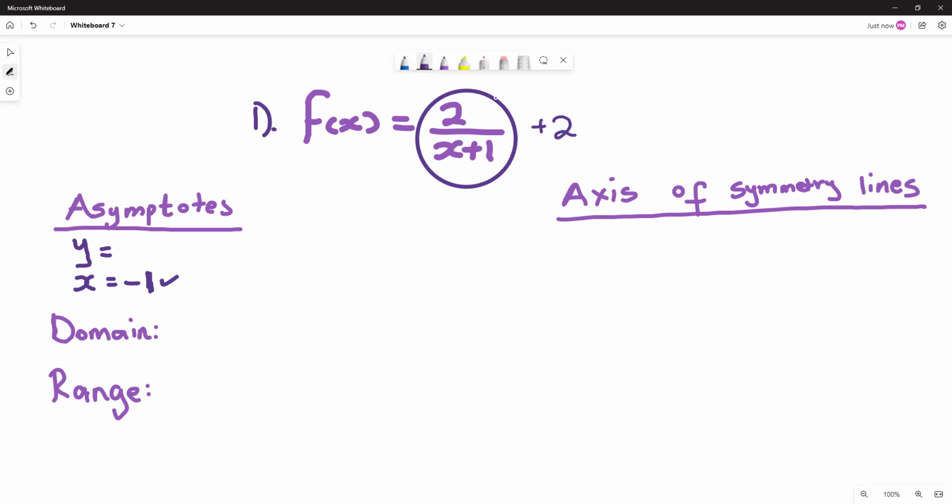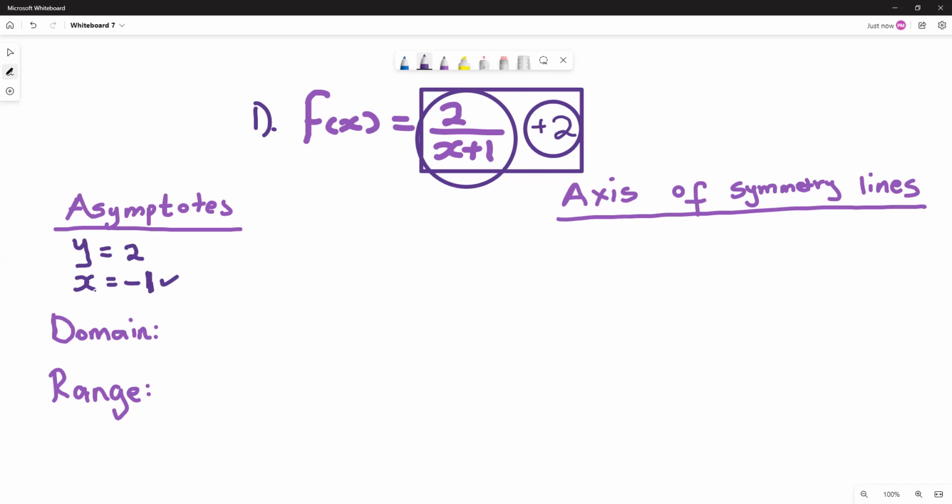So if this is not 0, it means whatever is here, when we add it to 2, we will never have the final answer being exactly 2, because this will never be 0. So we'll never have 0 plus 2. So basically, this will be your y-asymptote, always. That is your y-asymptote.